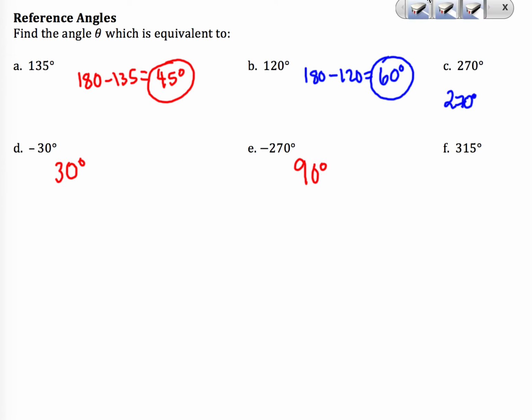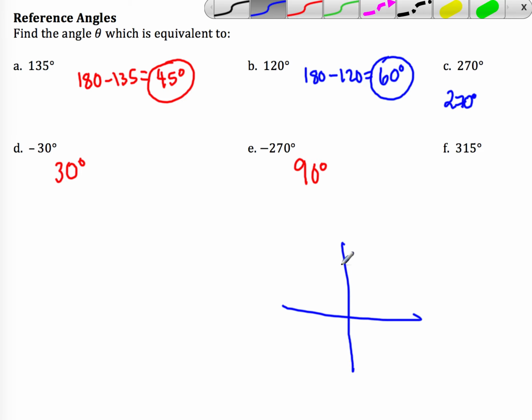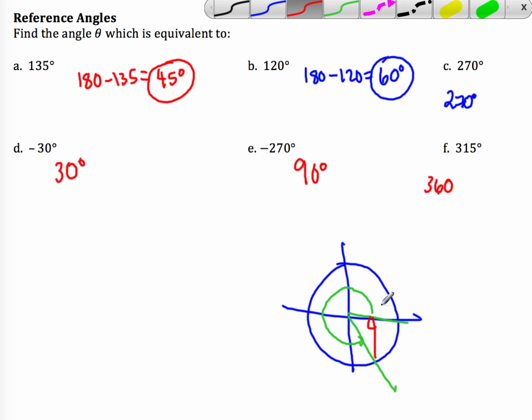And the last one being 315. Looking at our unit circle, starting here. Here we have 90, 180, 270. 315 is going to land here. So if we were to draw in our right triangle, we want to take 360, that's all the way around, minus 315. And we get 45 degrees for our reference angle.